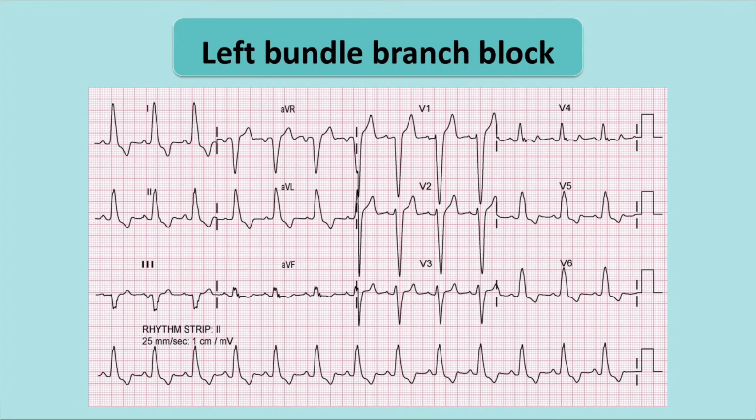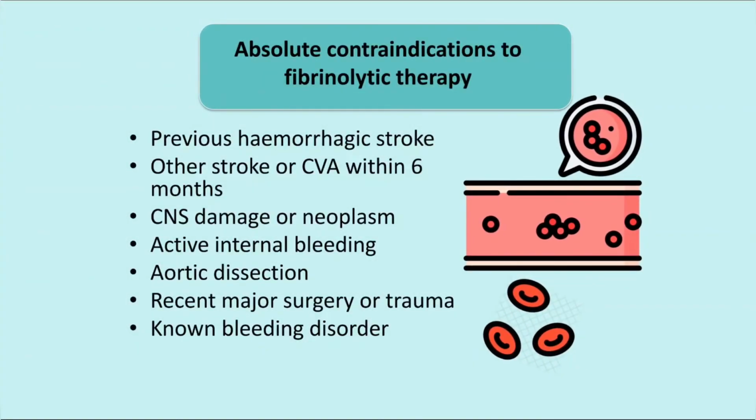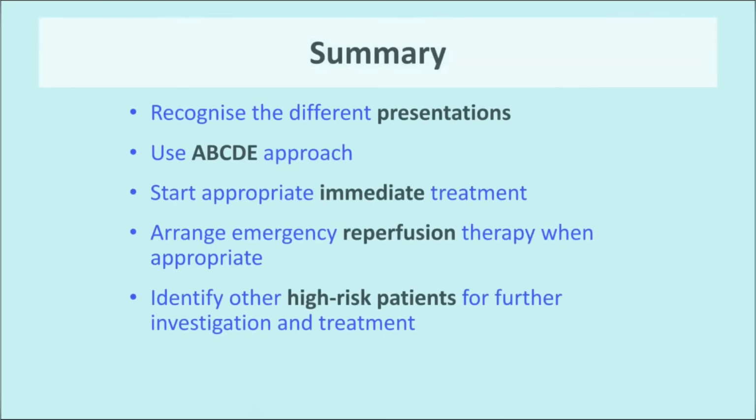So this is left bundle branch block, when there is widening of the QRS, a W-shaped pattern in V1 and an M-shaped pattern in V6. This is called left bundle branch block. New onset of this type of ECG is regarded as STEMI. The contraindications to fibrinolytic therapy should be reviewed before giving thrombolytic therapy.